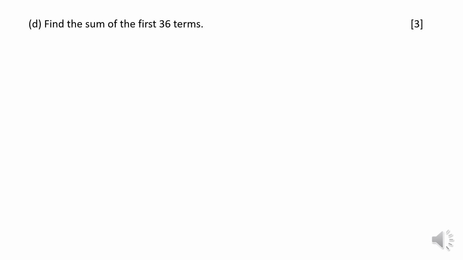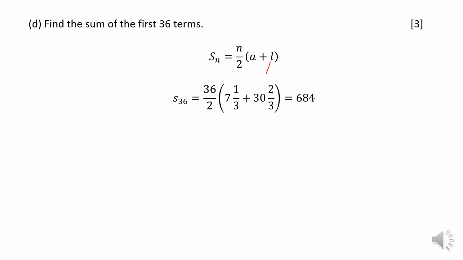Now they ask you to find the sum. That means you add up all the terms together until you get to the last term. The last term happened to be 30 and 2/3. Since I know what the last term is, I can use this particular formula. So I take the sum of the 36 terms, I take my first term, add it with the last term, and I can find that it's 684.